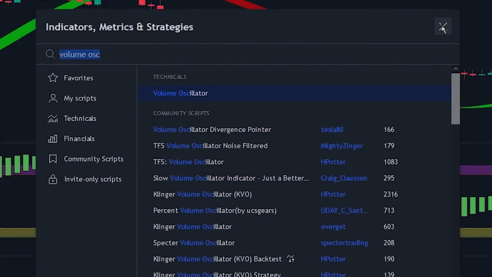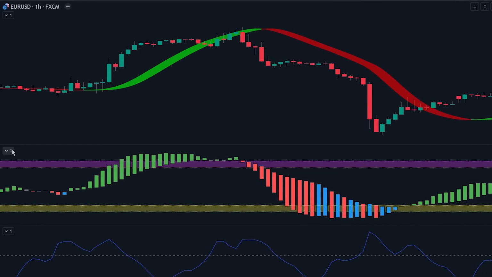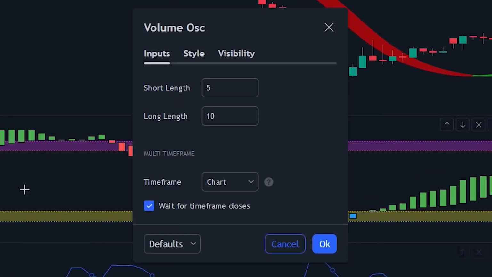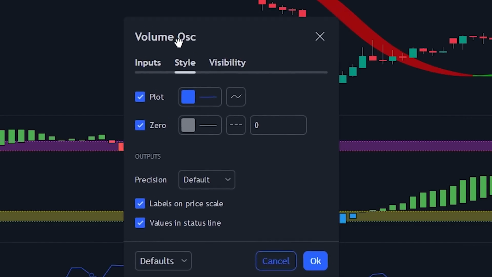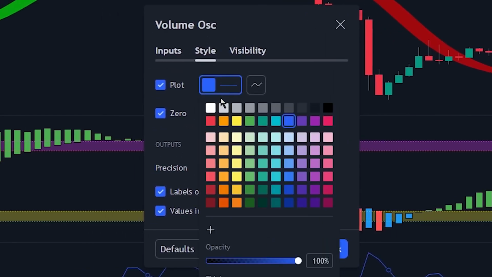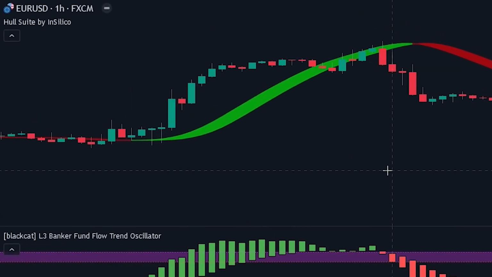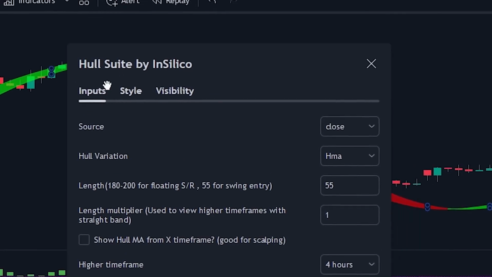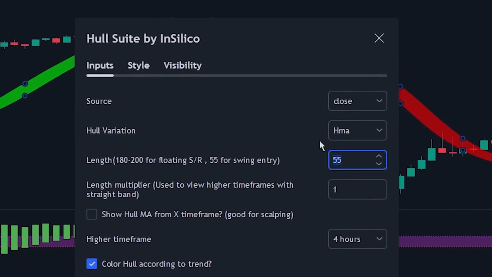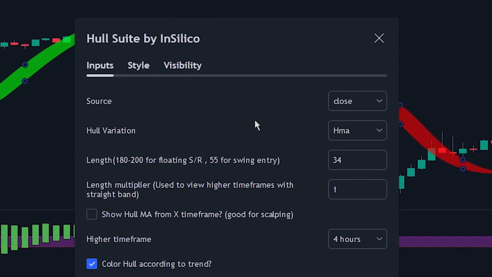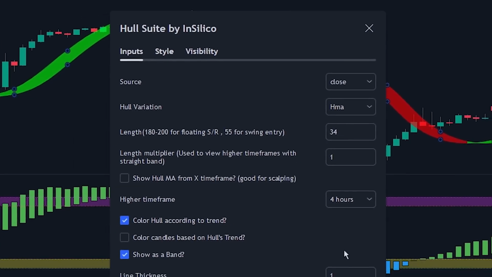Now let's change the settings of the indicators. The first settings we'll change are for the volume oscillator. Navigate to the volume oscillator's settings tab and click on the style tab. Here we will be changing the color of the volume line. Now let's change the xauusd settings. Head over to the input settings of the indicator. Here we will be changing the length from 55 to the Fibonacci number of 34 in order to identify shorter-term trends. That was all that we needed to do.